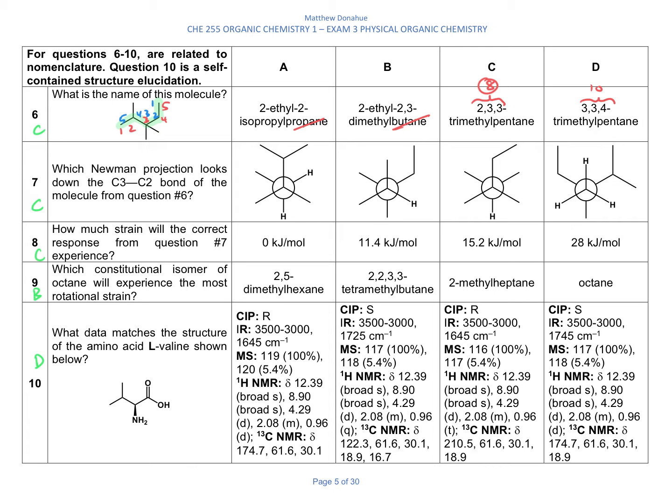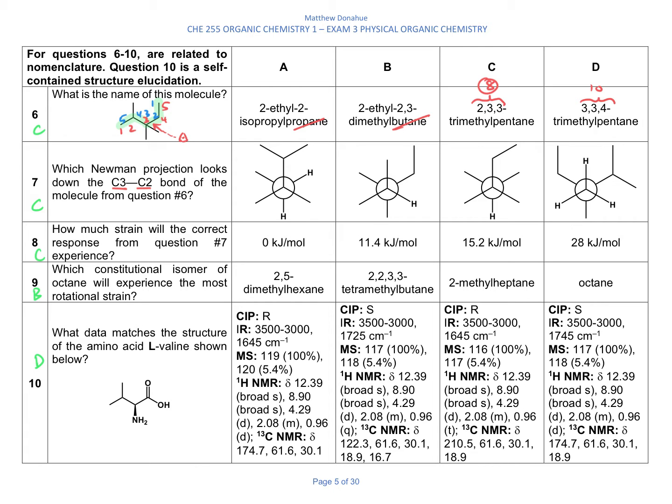The next question is asking us which Newman projection looks down the C3 to C2 bond. So that order is important. 3 looking down to 2. So you have to number it right to begin with. And then once you do that, you put your eyeball. So here's our little eyeball, and you're looking down 3 to 2.